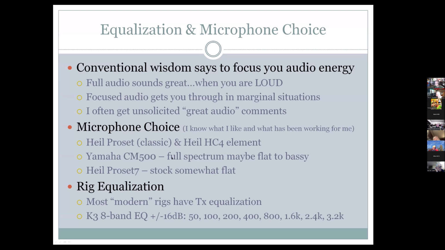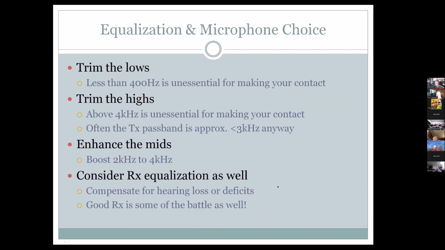This was a full spectrum mic, and I'll show you in a bit why you can definitely punch it up a bit. Most of the rigs, and I guarantee the ones with the built-in USB sound cards, have some pretty fancy and very capable equalization. The K3's got an 8-band equalizer built in. You can go plus and minus 16 decibels on these fixed frequencies, 50 up through 3.2K, to adjust your audio.